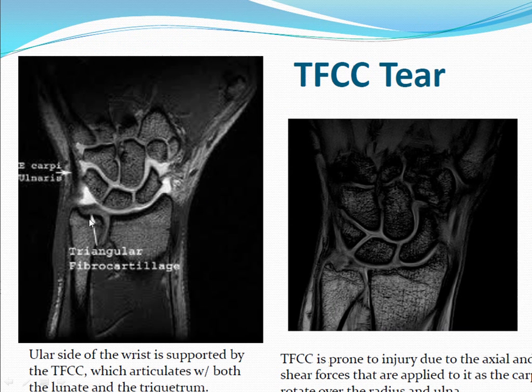So this is a tear of the triangular fibrocartilage. On the ulnar side of the wrist, you see this is the ulnar styloid, and you have this triangular fibrocartilage that extends from the lunate and the triquetrum to the ulna.